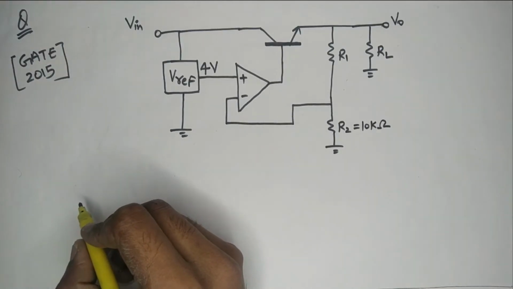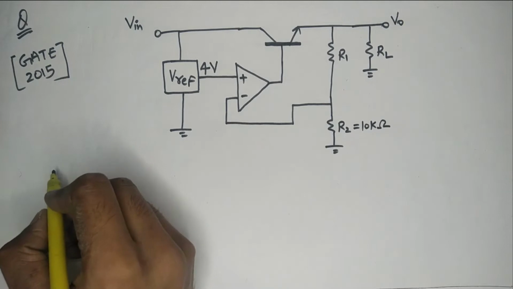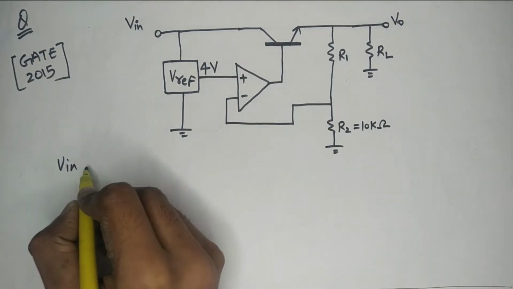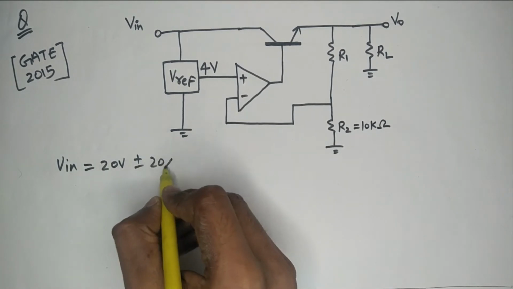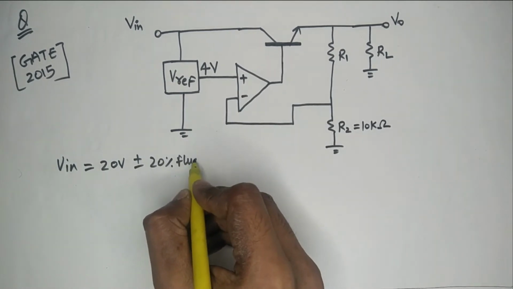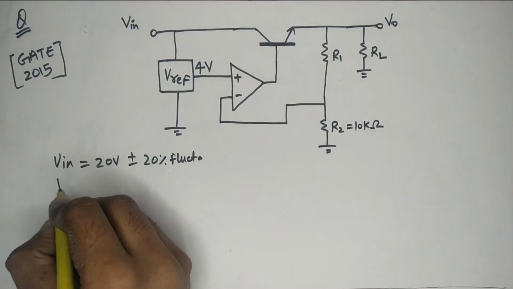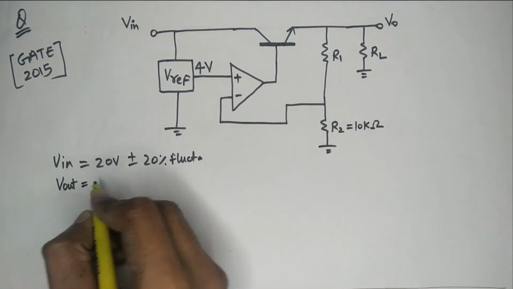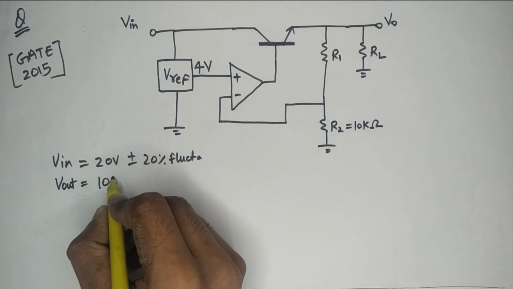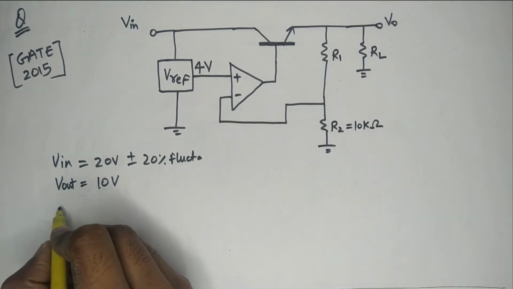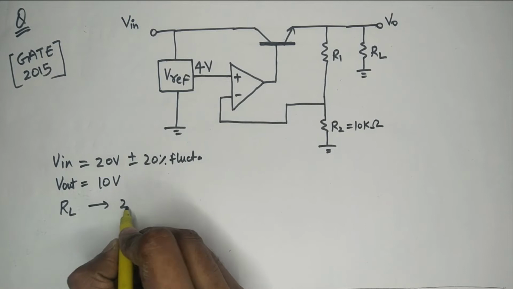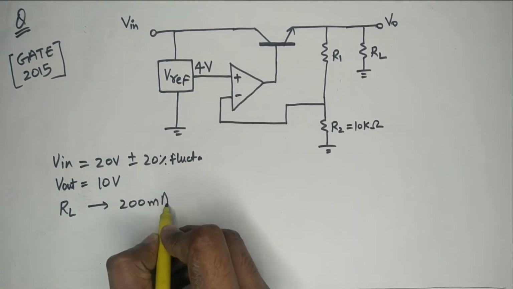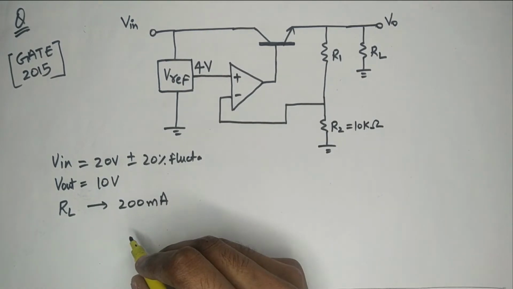Now let's write down what is given to us. First, Vin is given 20 volt with plus minus 20% fluctuation, and Vout is 10 volt, and the current through load resistance is 200 milliamps. Now let's solve the question.